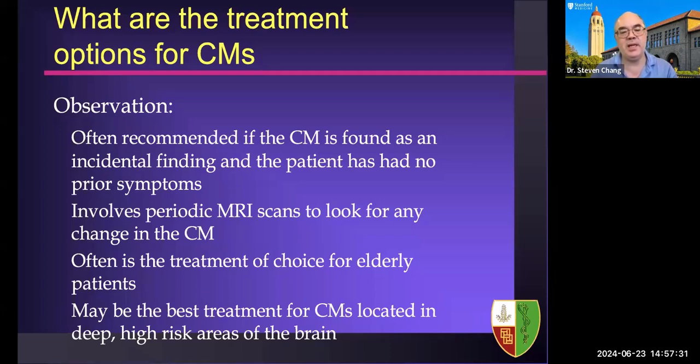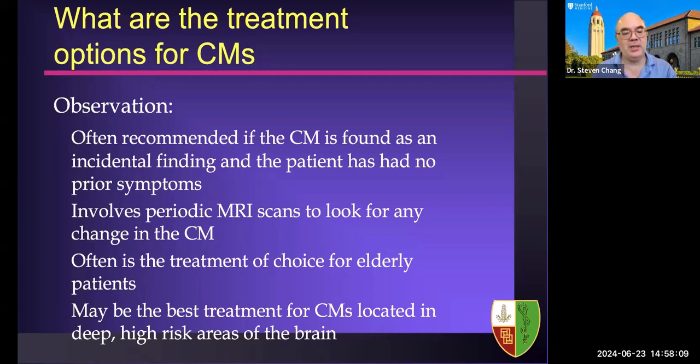What this means is ordering periodic MRI scans to look for any changes in the cavernous malformation. What we're looking for is patterns of repeated hemorrhage or bleeding that may make us think that the cavernous malformation is more active than quiet. Observation is often a treatment choice for elderly patients. If the patient has lived their entire life without any problems from the cavernous malformation, it may not make a lot of sense or be necessary to surgically intervene to resect them.